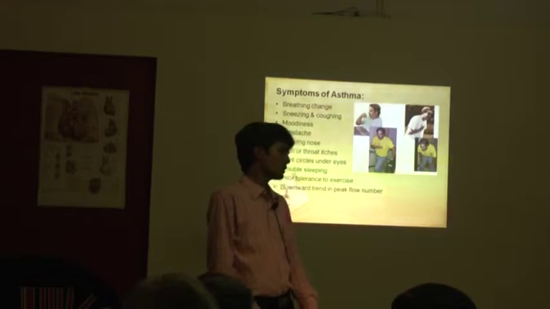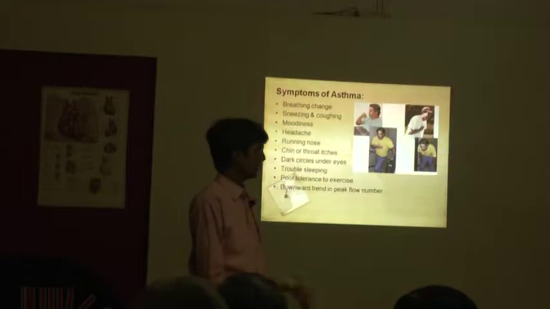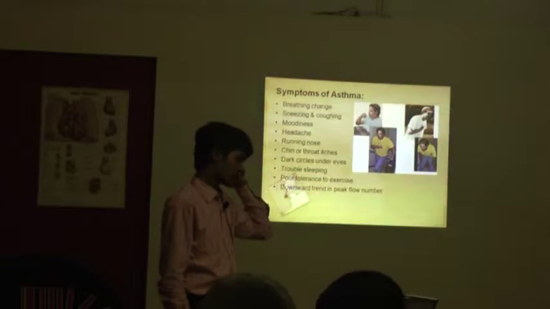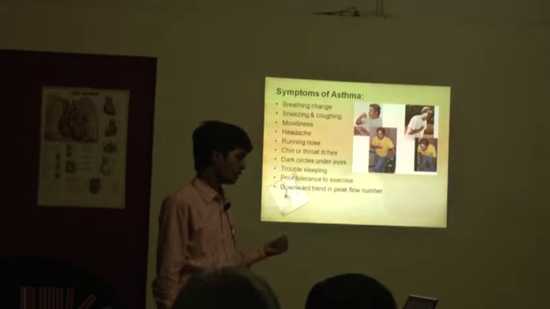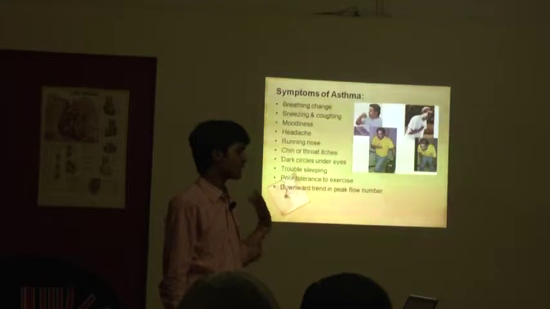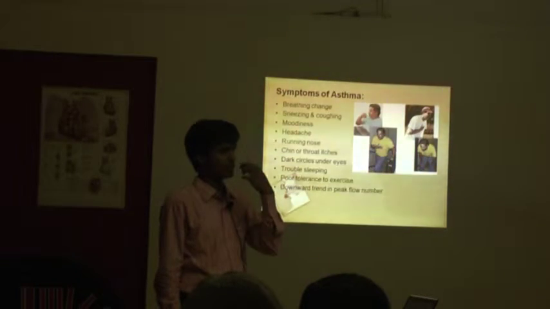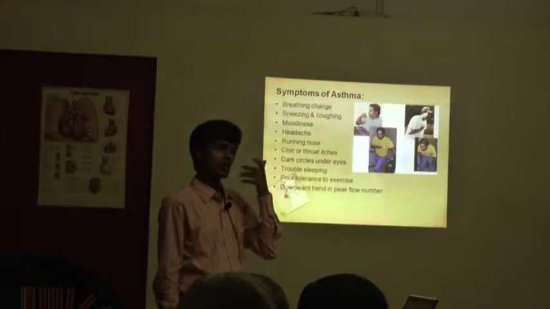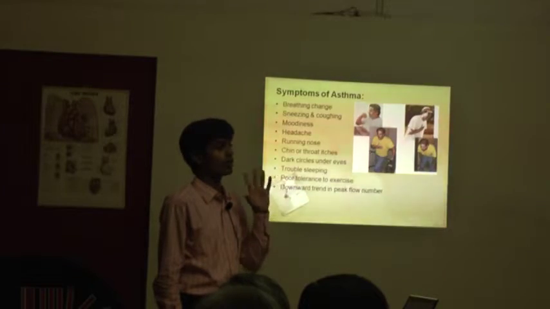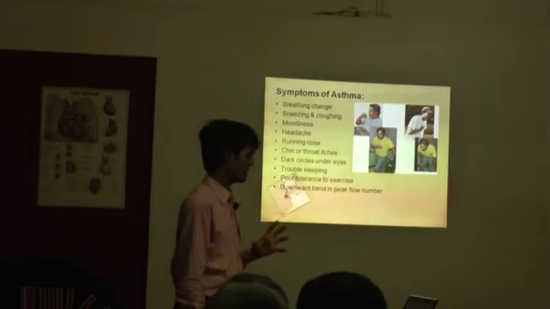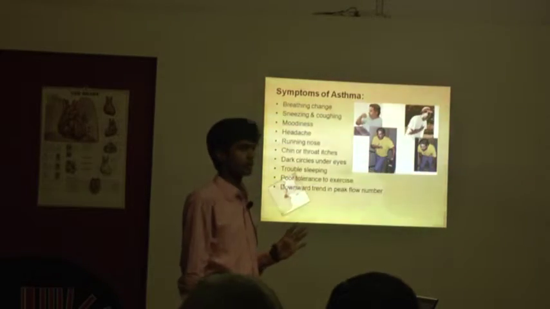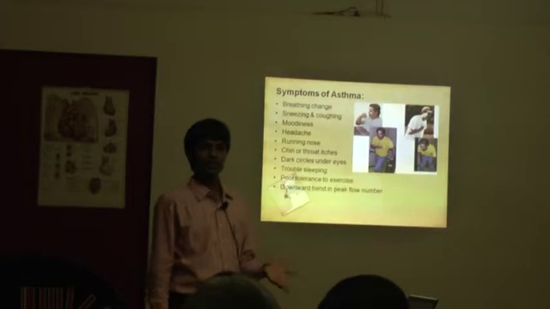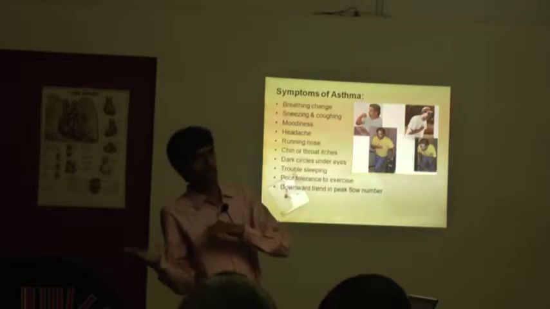Now the symptoms, as you might be knowing: one is sneezing and coughing, mood change, headache, running nose, chin and throat irritation and itching, a feeling of itching all inside. Dark circles around the eyes, which are normally because of the tiredness and the low amount of oxygen, right? Then there is trouble in sleeping, because when the breathing has a problem, the person may not be able to lie down. They will have to always sit.